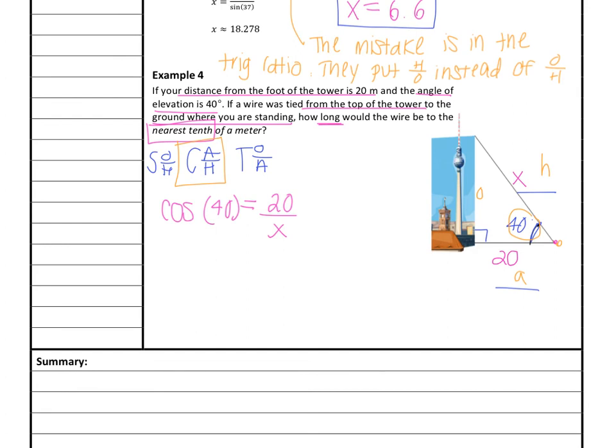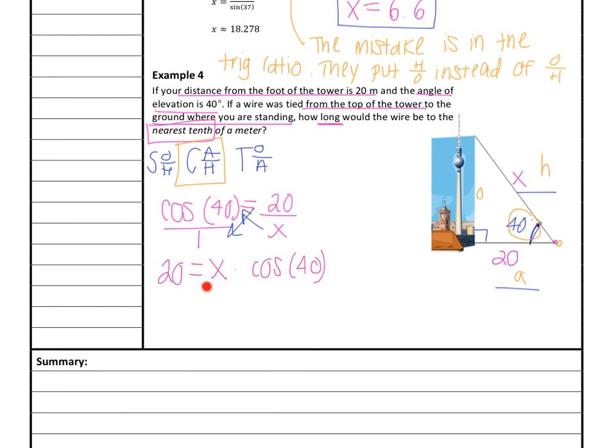So hopefully your ratio looks like this. Cosine of 40 equals 20 over x, because again, 20 was our adjacent side, x was the hypotenuse. I'm going to put cosine of 40 over 1. It's time to cross multiply. So 20 times 1 is just 20. X times the cosine of 40. So again, write it like you see it. X times the cosine of 40.